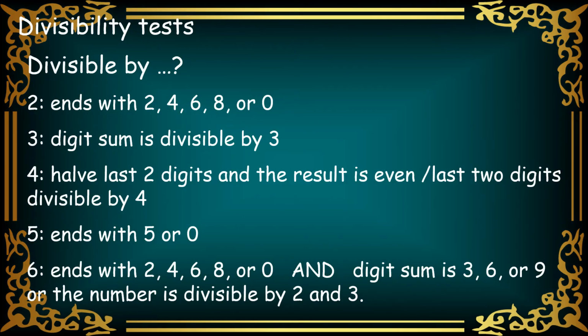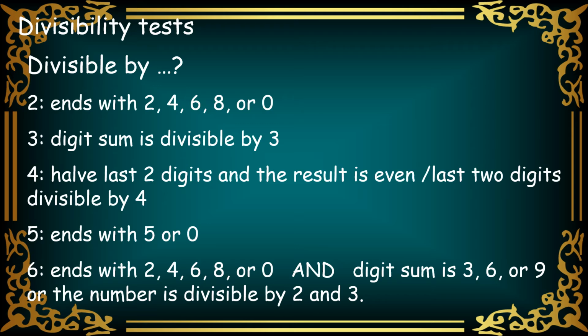So all together, the tests of divisibility that we learned today are: first one, 2. It will end with 2, 4, 6, 8 or 0. For the test of divisibility of 3, the digit sum is divisible by 3. It means you will add all the digits of the number and you have to get a single digit number, and if it gives you a number which is divisible by 3, then you say that the entire number is divisible by 3.